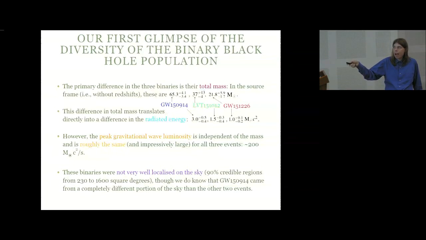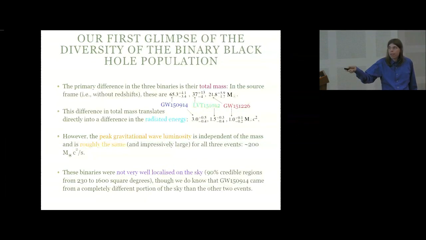And they also have the same factor of 3 in radiated energy. You'll note that this is rather more well constrained than the total mass, and sometimes this is because this is what you see in the waveform itself. However, even though the radiated energy differs by a factor of 3, the peak gravitational wave luminosity, that is the maximum rate at which this energy is radiated, is actually very close to the same and quite impressively high for all three. That's about 200 solar masses c squared per second.